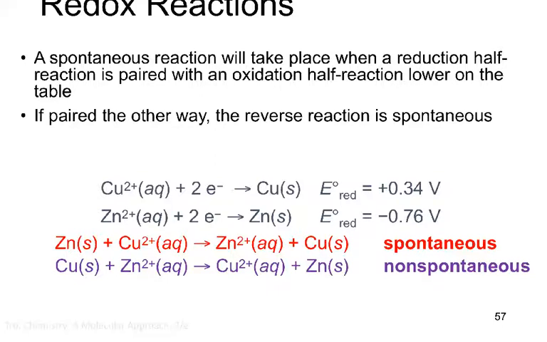So here we have our reduction potential of our copper, and then we're going to reverse our zinc to oxidize it. You can see that will be a positive number. But if I do the opposite, if I keep the negative 0.76 and reverse the copper to negative 0.34, that's going to be a non-spontaneous reaction, a negative cell potential.